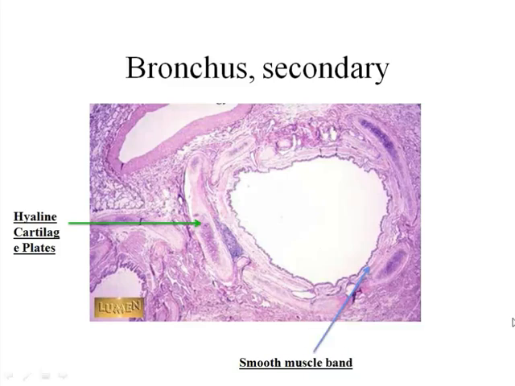Now here is a photograph of a bronchus, a secondary bronchus, that is the branch after the trachea. You will see very small fragments of hyaline cartilage are visible. The rest is the same: the epithelium layer, the submucosa, then the muscle portion is there.